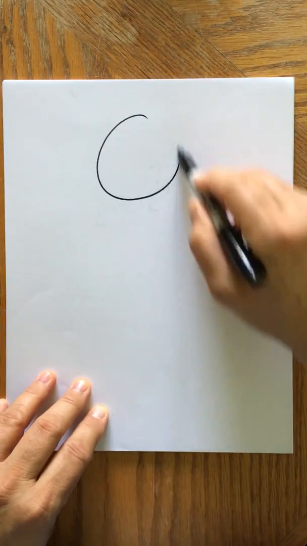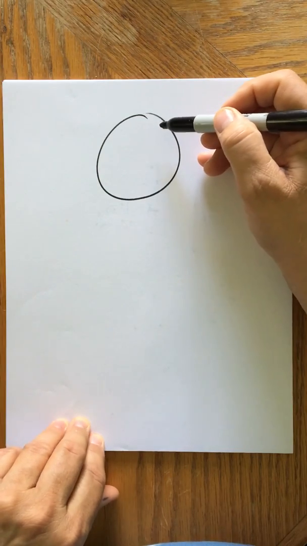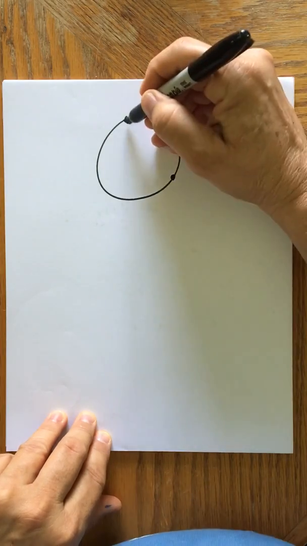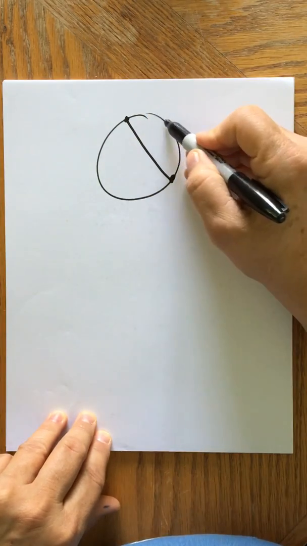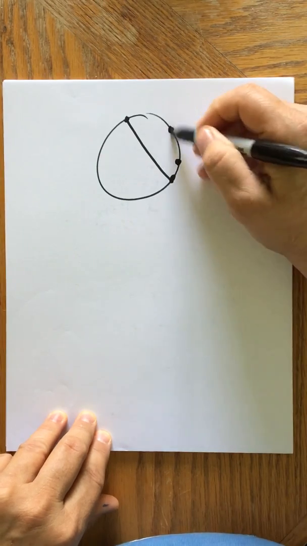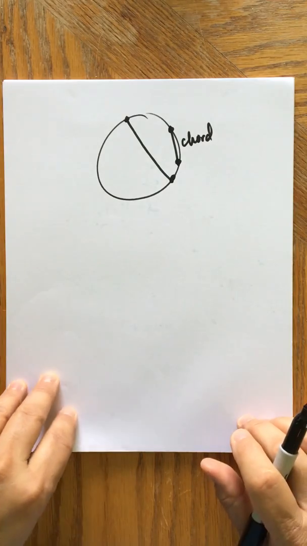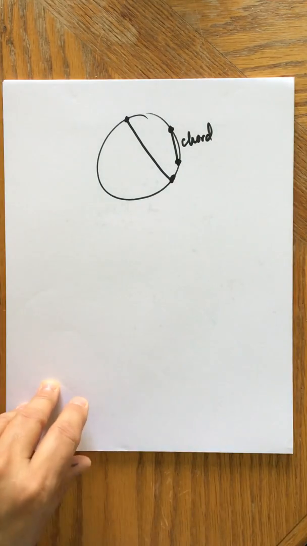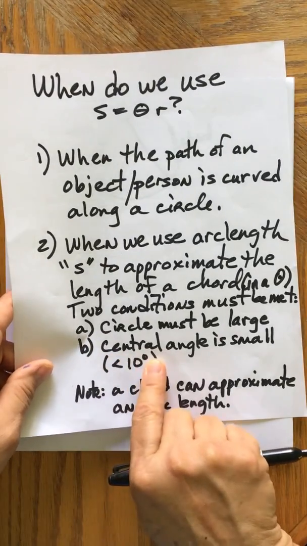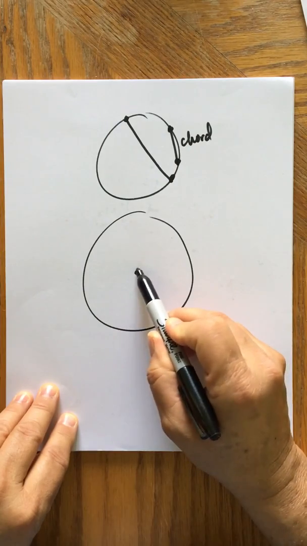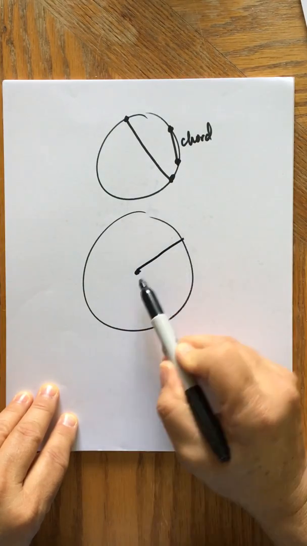So first, let's take a look at what is a chord. When I look at a circle, a chord is basically a distance between any 2 points. Like I could say between this point and that point. That's a chord. Or between this point and this point. That's a chord, right? Any line that joins any 2 points on a circle. Now, we need to work with central angles. So the chord that we would be looking at would be something where you start at the center of the circle and you have a central angle.